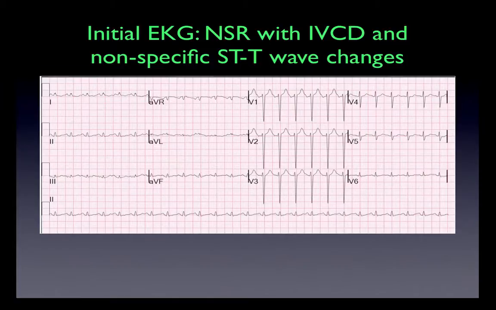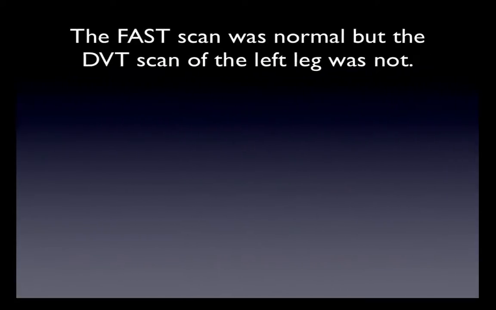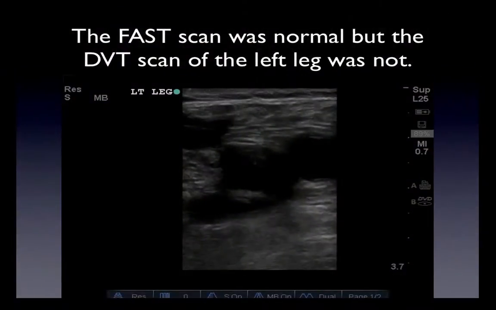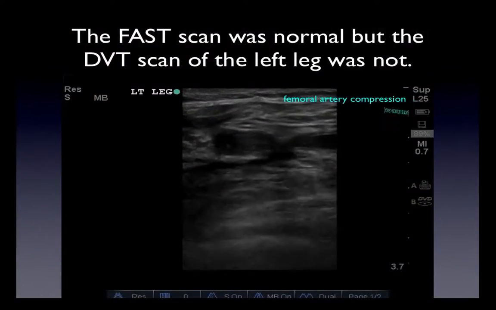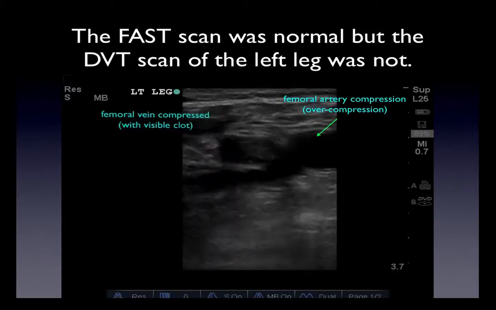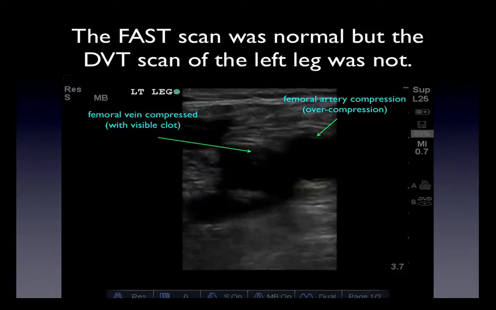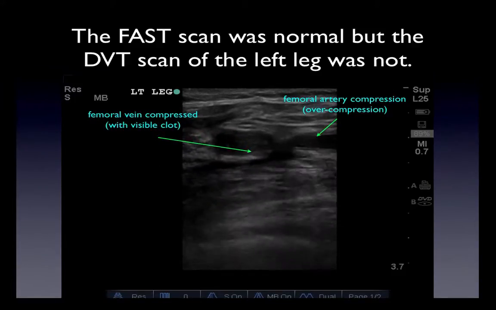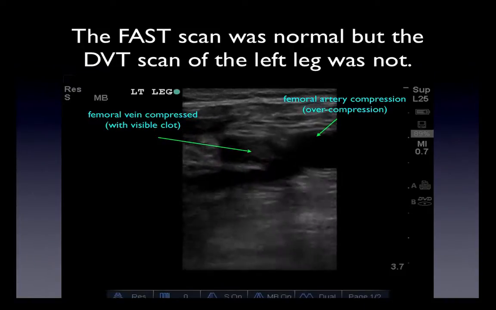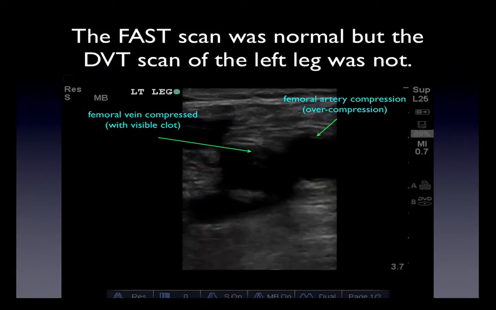The EKG shows a sinus rhythm with a conduction defect and nonspecific ST-T wave changes. The FAST scan was done, and it was normal, which was not much of a surprise. But it was very rapid and easy to do, especially since we already had part of the FAST scan done, since we already were looking at the heart.